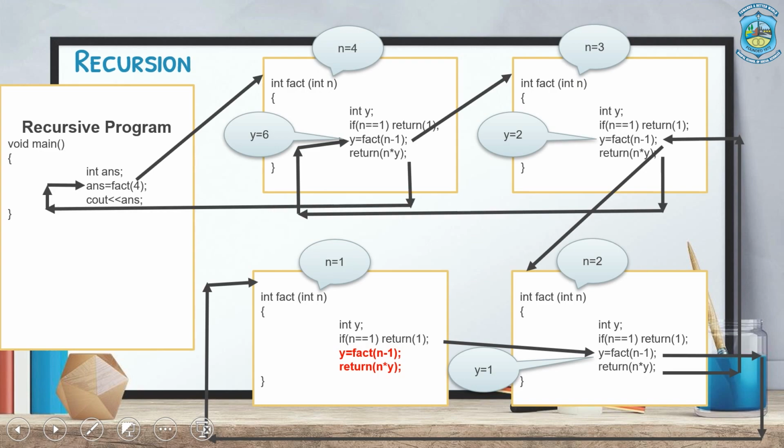The final return is to the answer variable, where n cross y evaluates to 24, and that becomes the final value of the factorial of 4. Hence, the main program would go ahead and display 24 as the value of the factorial of this particular number, which is 4. Here you have seen the control flow of all the recursive processes and the return values.